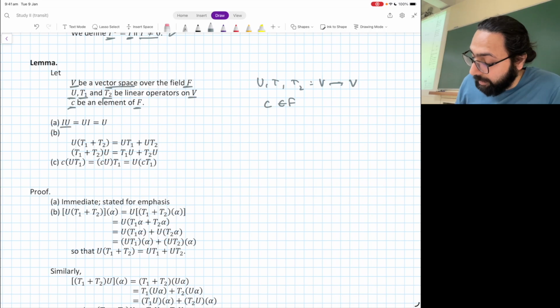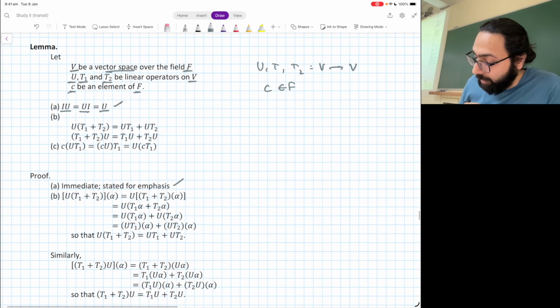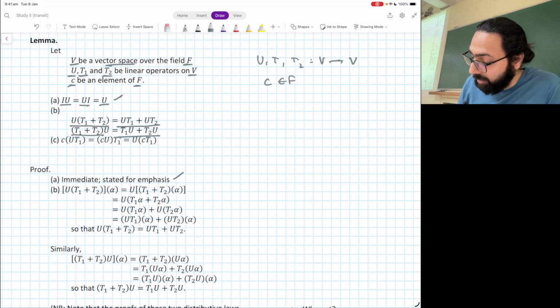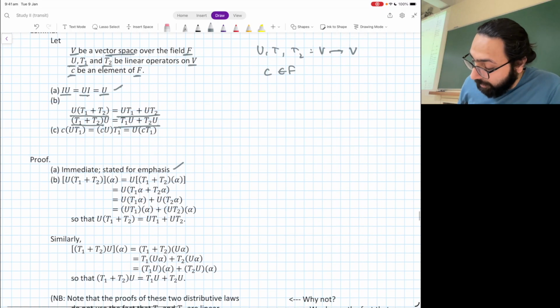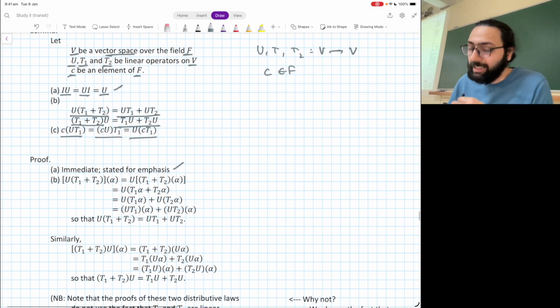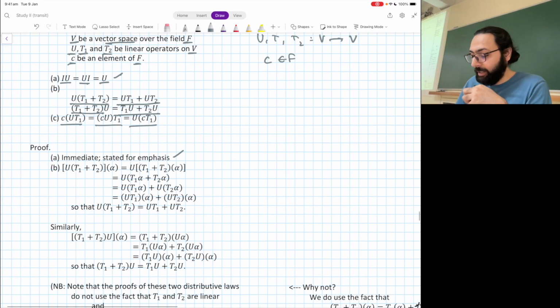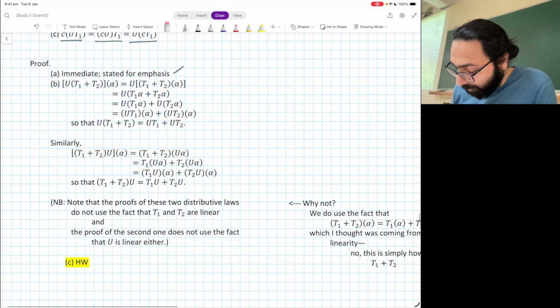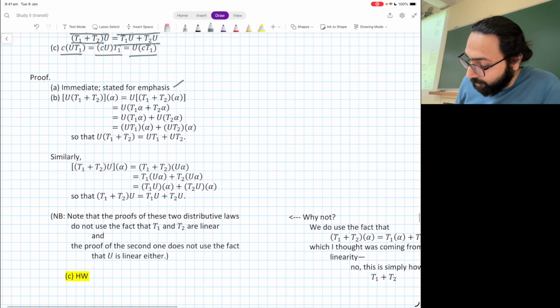First, identity times U is U times identity is U. This is completely trivial, we just state it for emphasis. The second one is that U acting on T1 plus T2 follows the distributive property, so it doesn't really matter which order you do it in, and similarly whether you do it on the right or the left. And finally, scalar multiplication. These are some of the basic things, so let's quickly do them. I think the C part is homework, so let's just do the B part.